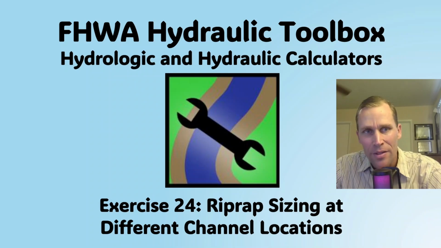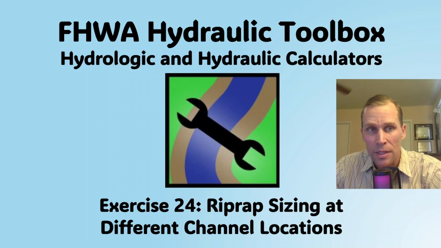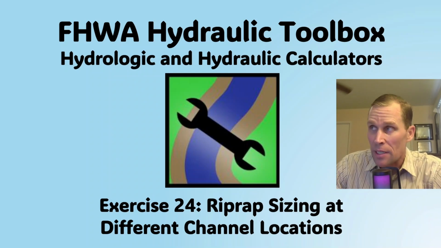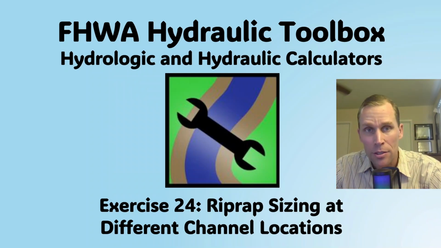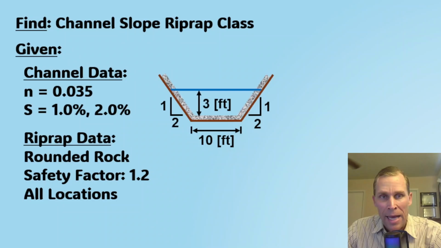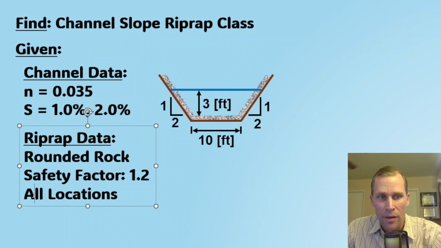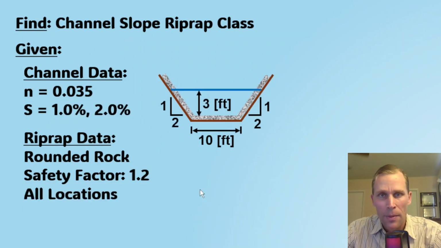Welcome and hello. This is a video exercise using the FHWA hydraulic toolbox titled Riprap Sizing at Different Channel Locations. What we're going to do is have a trapezoidal shaped channel, as you see on the screen, and we're going to identify which class of riprap we need for the two different slopes, 1% and 2%, at the 5 different locations that are available in the riprap calculator.